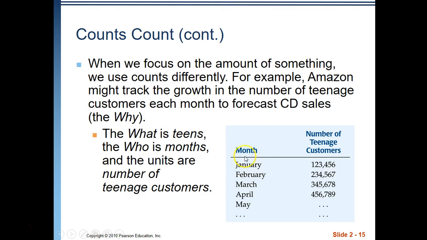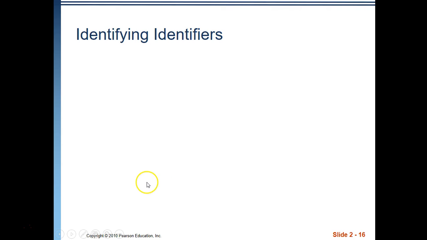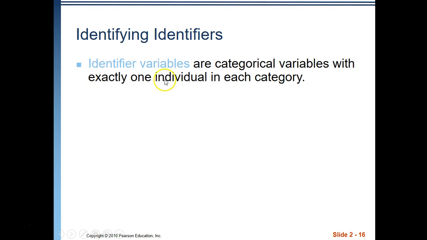So again, these months, we are looking at, and I can't take all of these and necessarily add them all up. The number of teenage customers in January, in February, in March, in April, right, is what we're looking at. I can't take January and February and add them up to each other, right? I'm looking to see what happens each month.